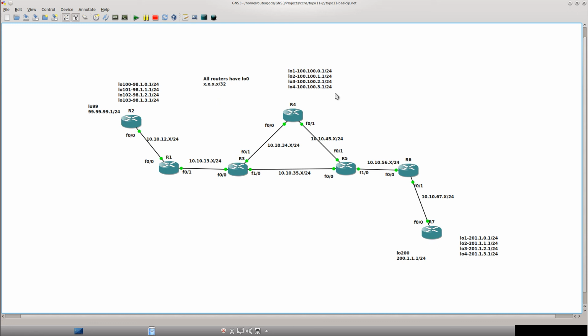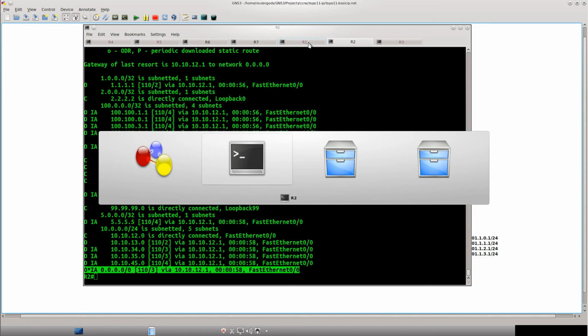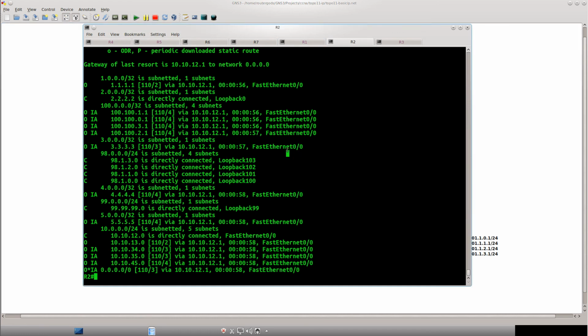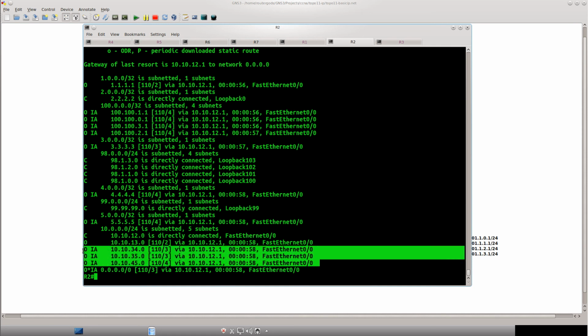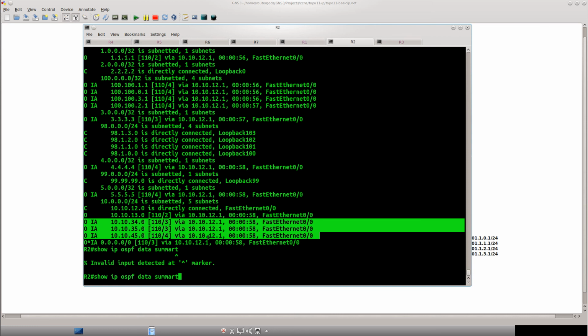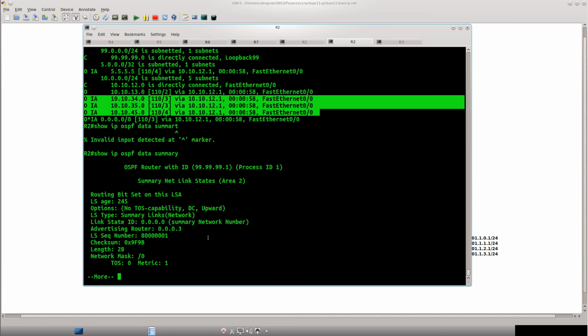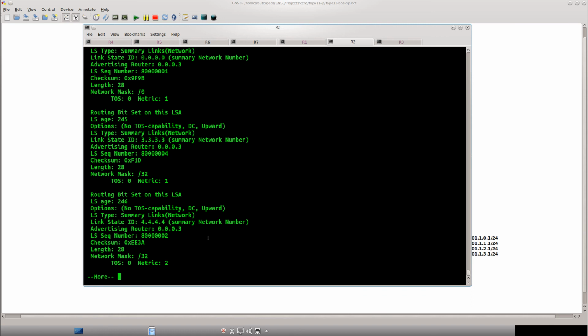But you see that it didn't really take care of our IA problem. So we're still getting all of these inter-area routes. So you get the LSA. Yeah, we'll just verify that. Show IP OSPF database summary. So just show me the summary LSAs. That's the type 3s. So you're still getting them.